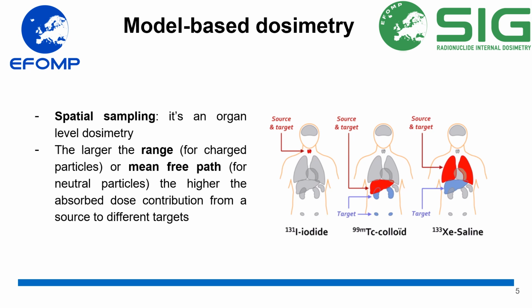From the point of view of spatial sampling, model-based dosimetry is an organ-level dosimetry. The larger the range of charged particles emitted from a source organ, or the mean free path if we deal with neutral particles, the higher will be the absorbed dose contribution to the different target organs.